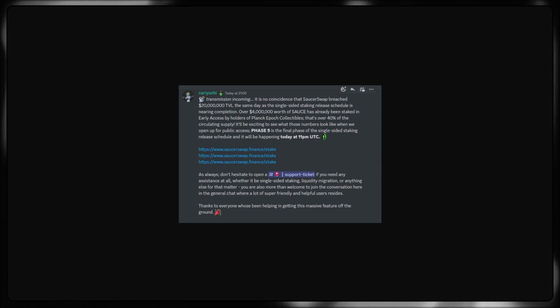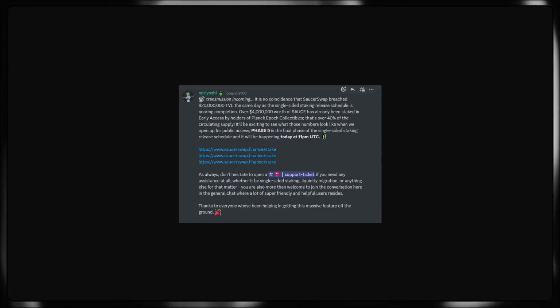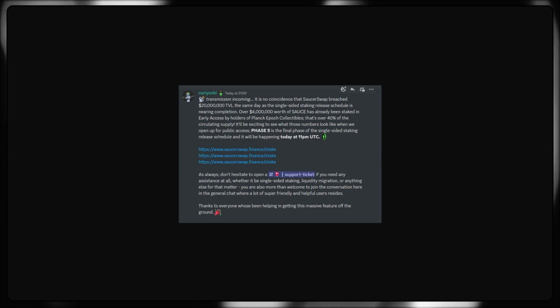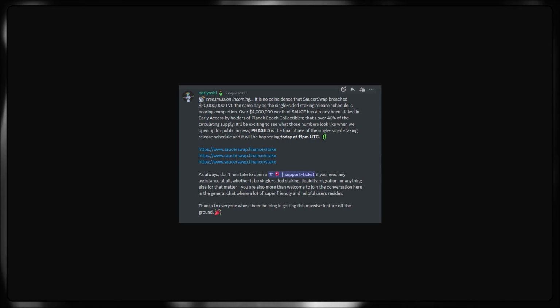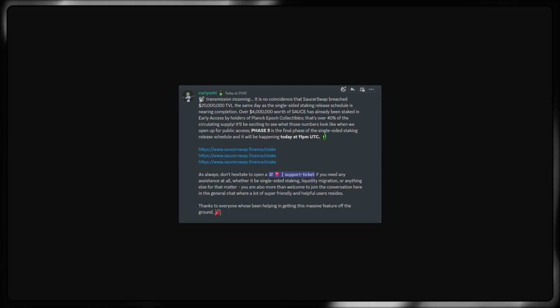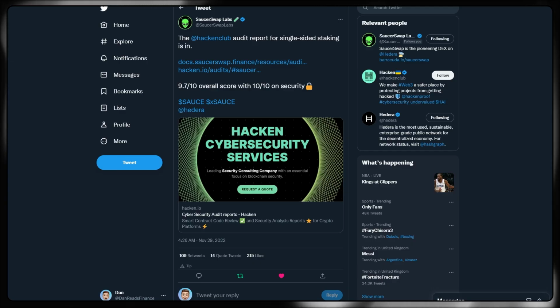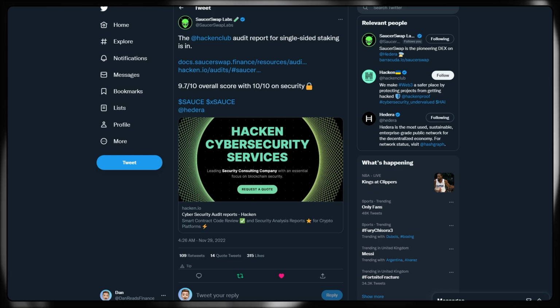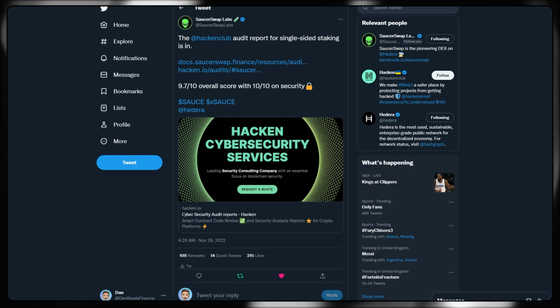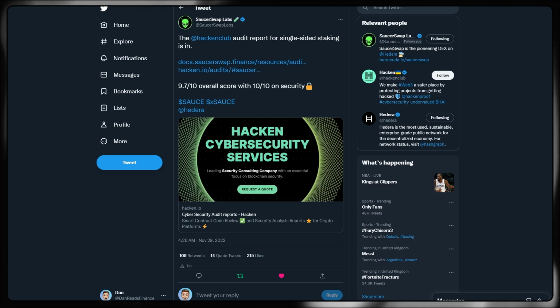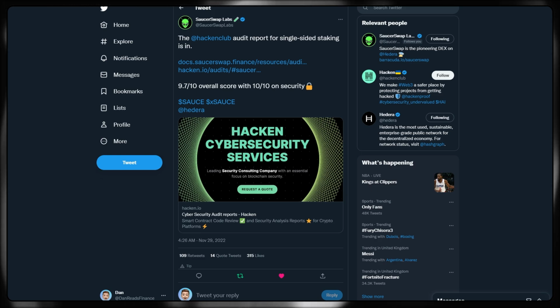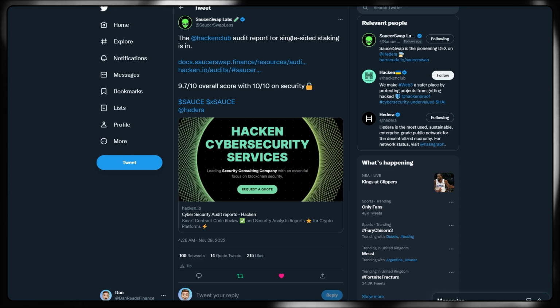It's imperative for the team, part of their core ideology behind the products and features they release, is, of course, making sure they've been fully audited, and those have indeed been audited by Hacken. I'll pull those up right now. So as we can see on screen here, the Hacken audit report for single-sided staking is, of course, in. Again, 9.7 out of 10 overall score with 10 out of 10 on security. Of course, Hacken as well being a major cybersecurity and audit provider within the crypto space, and have a very good track record. And Hacken as well being the team that previously audited the smart contracts that have been utilized and leveraged by the Saucerswap DEX over the past several months or so since it has been live.